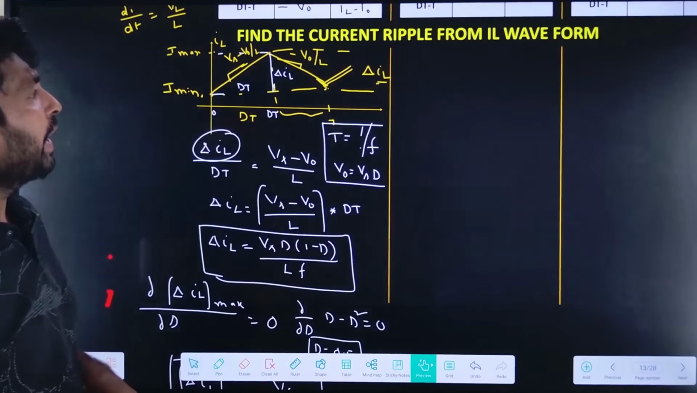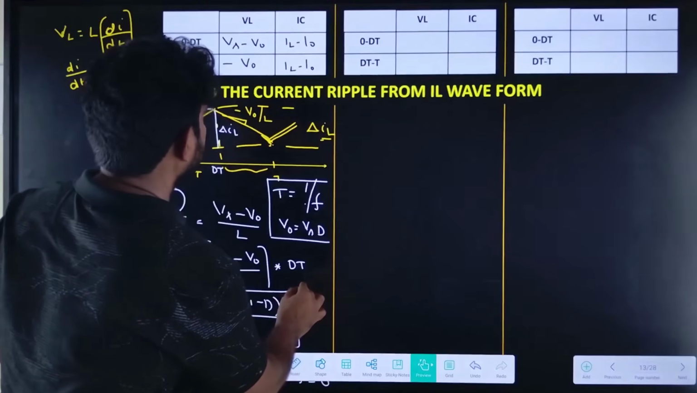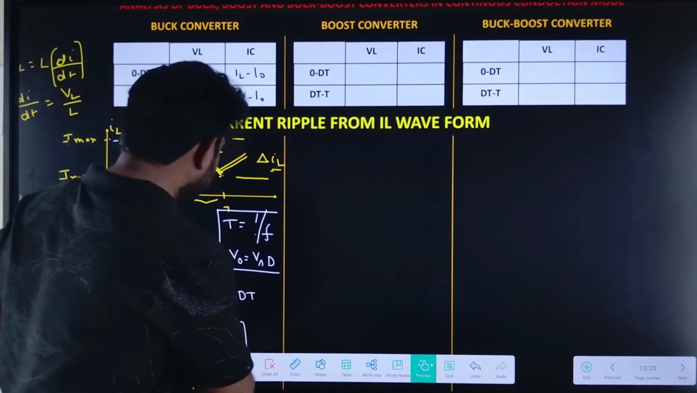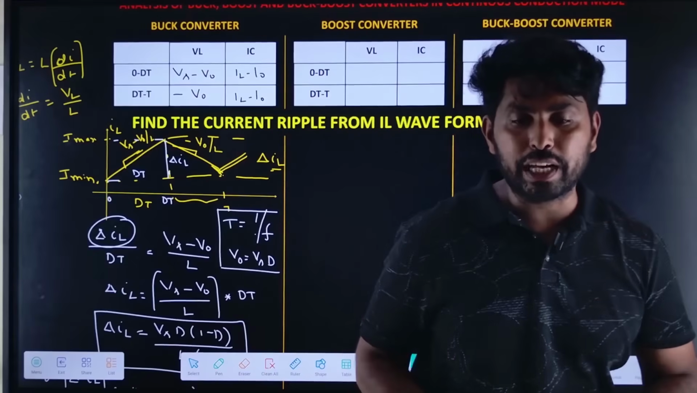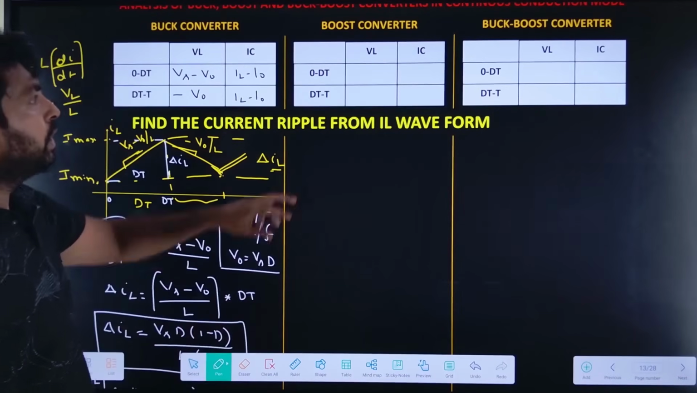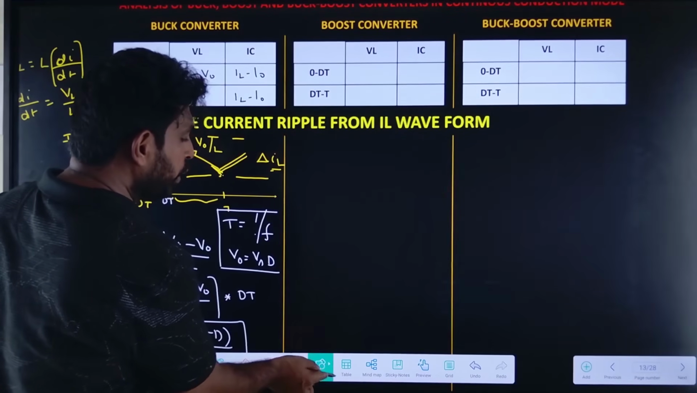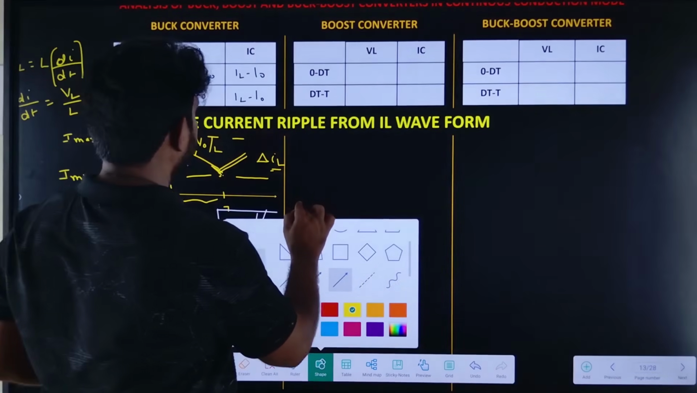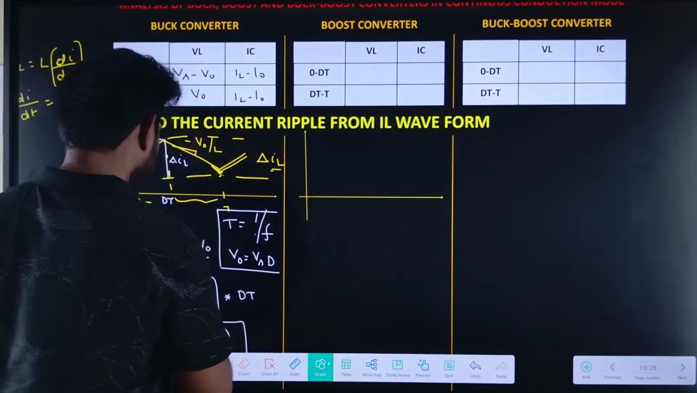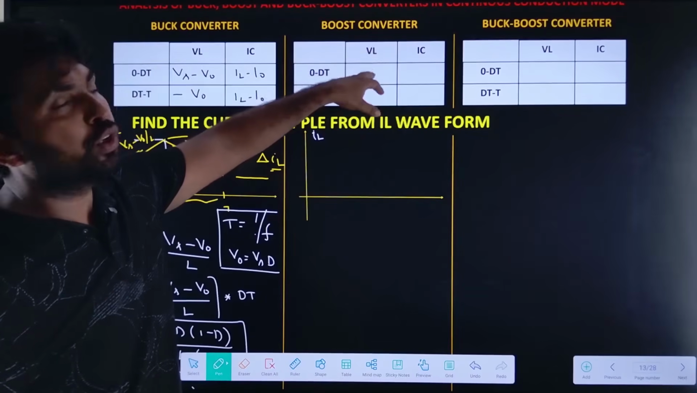Now let us find it for the boost converter. So let us take the boost converter now. If I take the boost converter, what is the current ripple? What we need to do is draw the IL waveform. For that we need to know the VL.